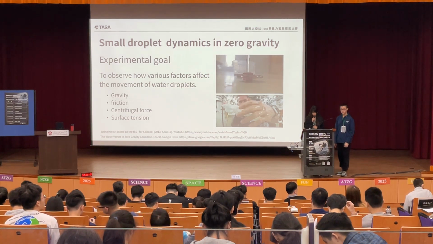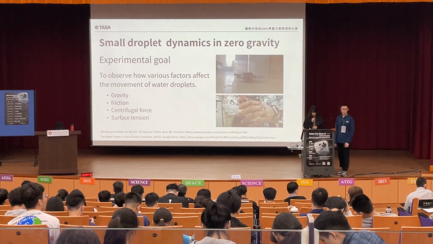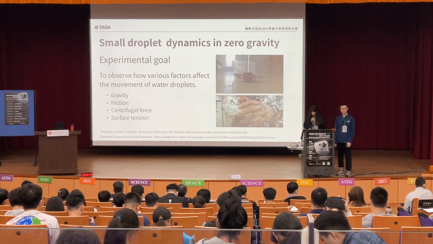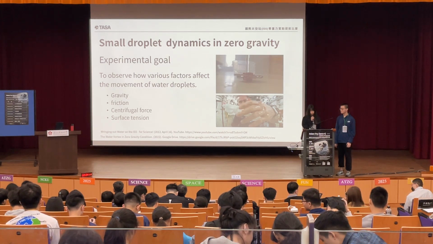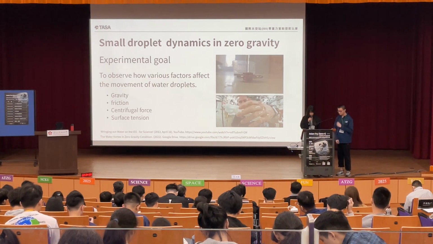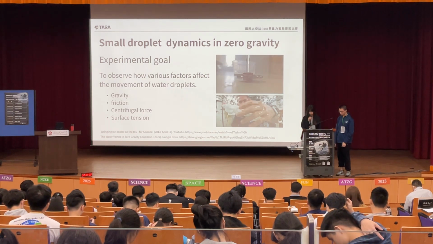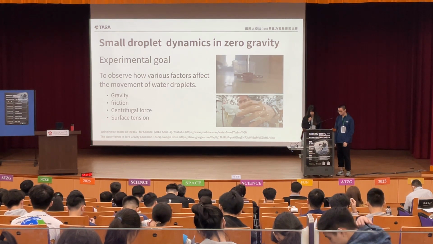Inspired by the 2022 experiment, the water vortex, we extended the research to explore how gravity, friction, centrifugal force, and surface tension influence the motion and distribution of small droplets under different rotational speeds.